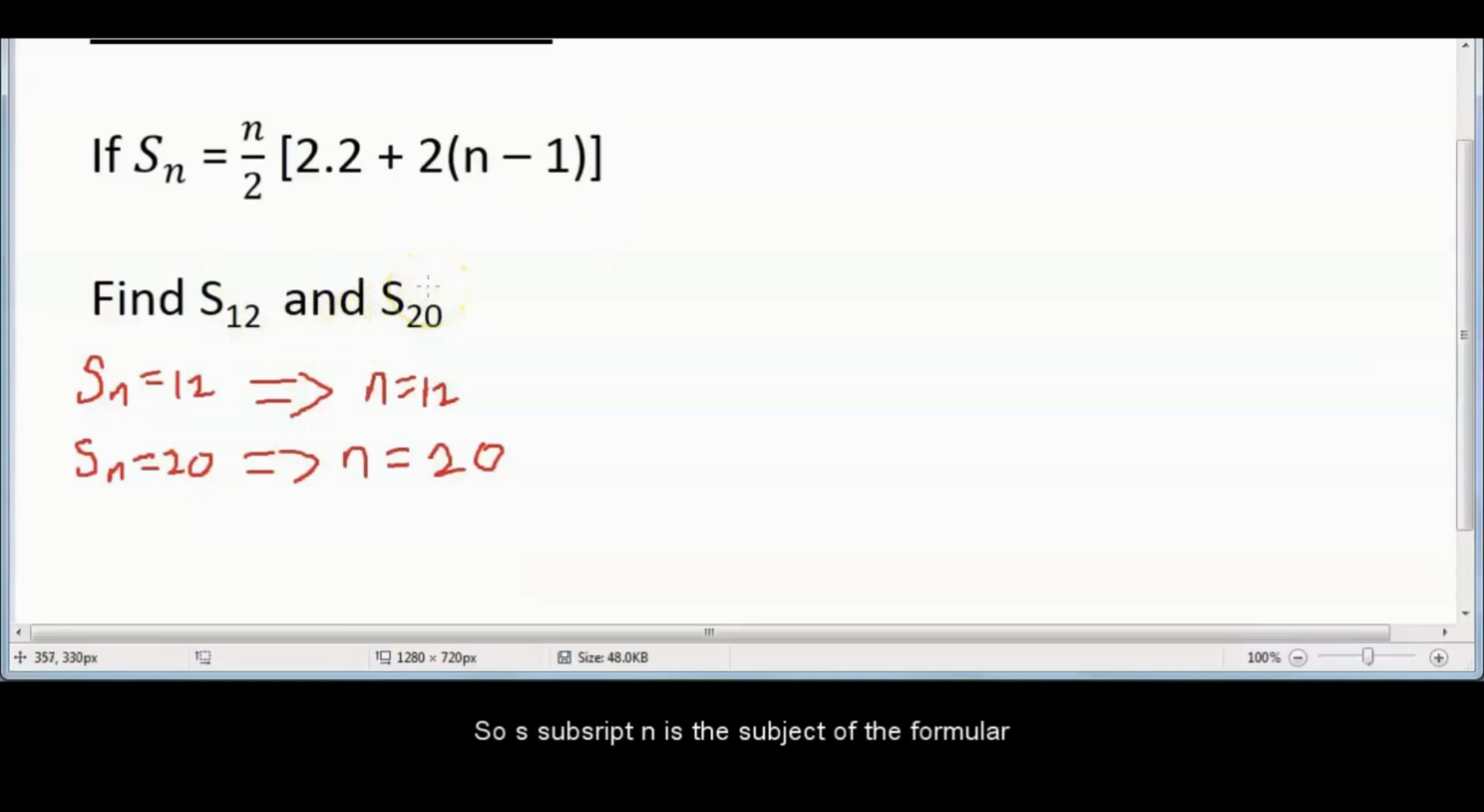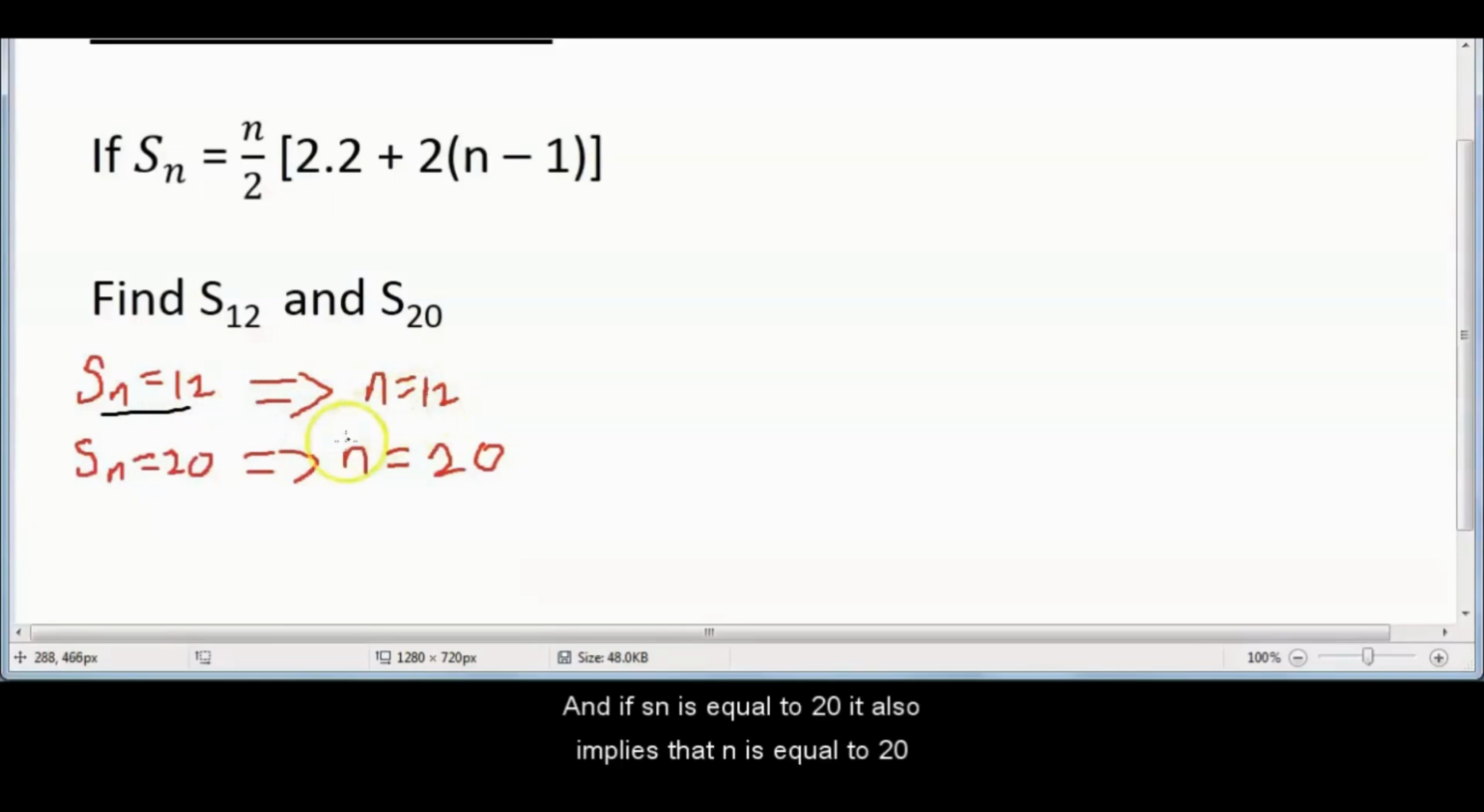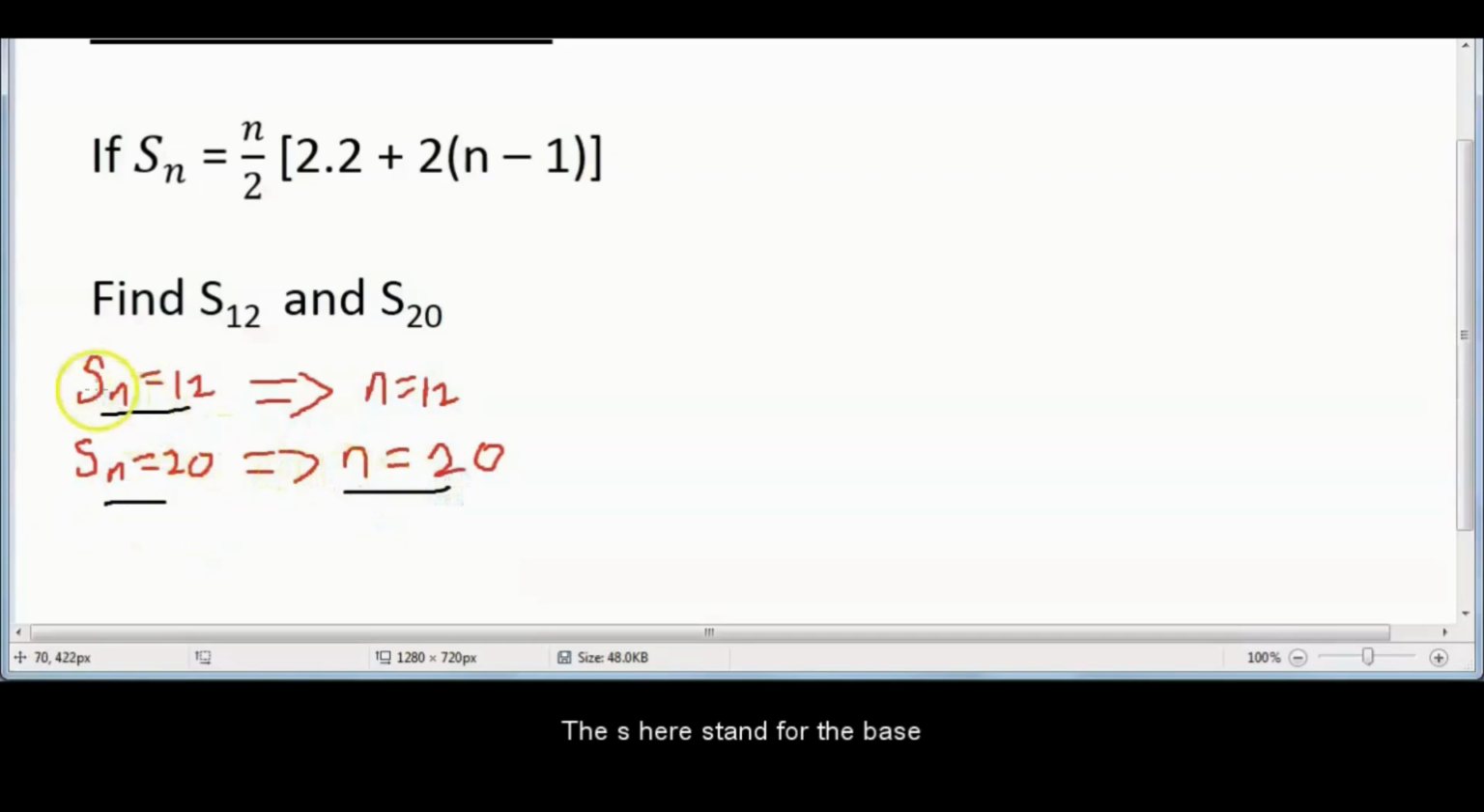So S subscript n is the subject of the formula. To obtain S, we need the value for n, which has been given in the form of S12 and S20. That is to say that if S_n is S12, then it implies that n is equal to 12. And if S_n is S20, it also implies that n is equal to 20. The S stands for the base, the n stands for the subscript.